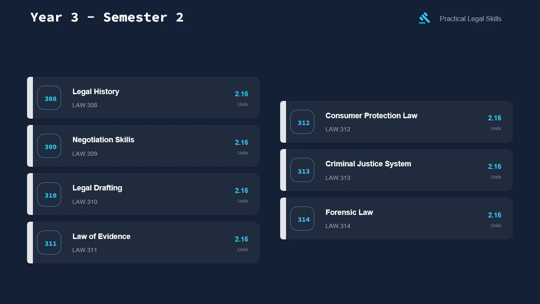Real-life example, the Innocence Project uses DNA testing to exonerate wrongfully convicted individuals, illustrating forensic science's power and limitations. Practical application, lawyers handle forensic evidence in criminal trials. Students practice DNA chain of custody and digital evidence authentication. They learn to present complex science to juries.